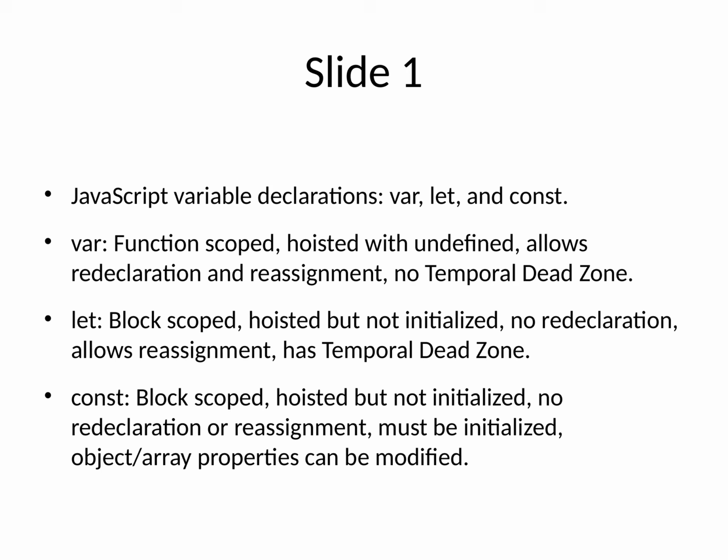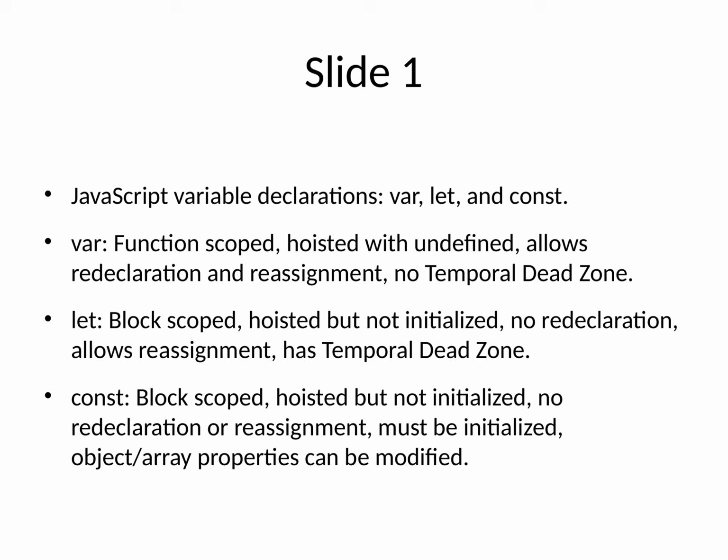For example, you can declare a let variable, assign it a value, and reassign it, but you cannot redeclare it within the same scope. Additionally, variables declared with let inside a block are not accessible outside of that block. Finally, we have const. Like let, const is block scoped and hoisted but not initialized, meaning it also has a temporal dead zone. Const does not allow redeclaration or reassignment, and it must be initialized at the time of declaration.